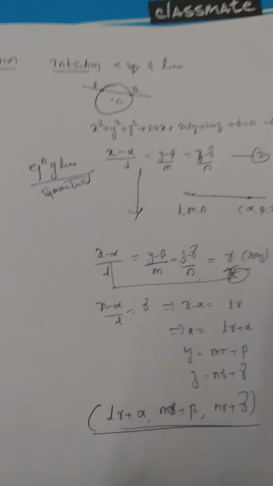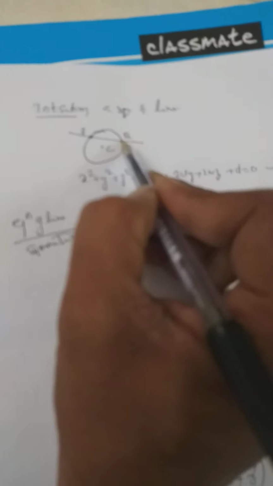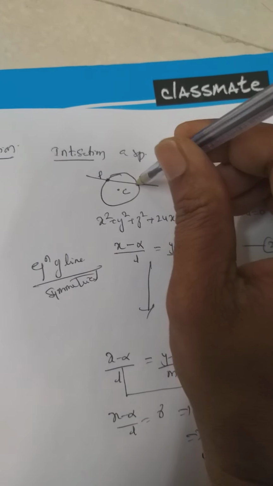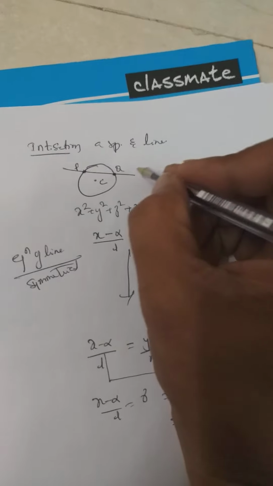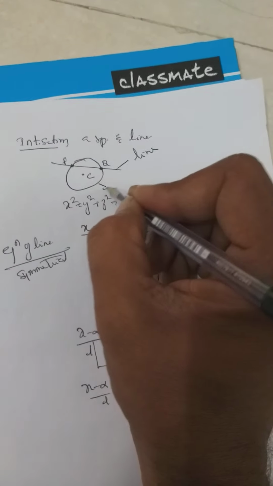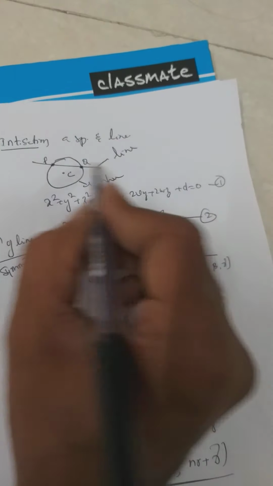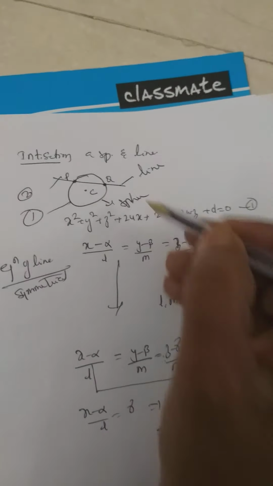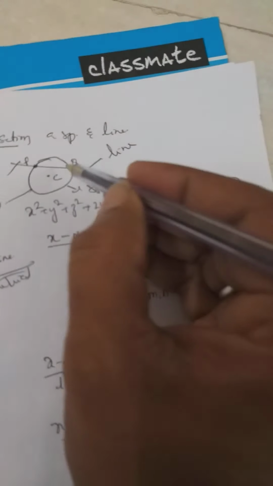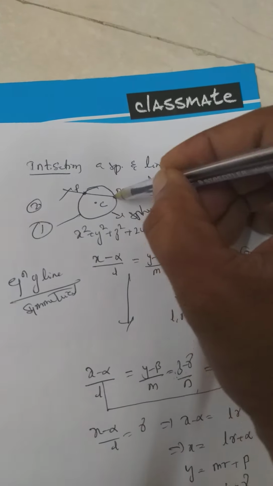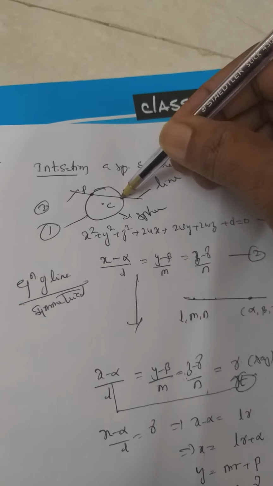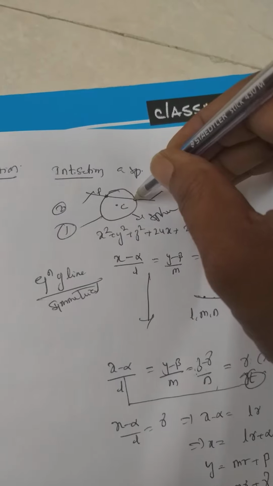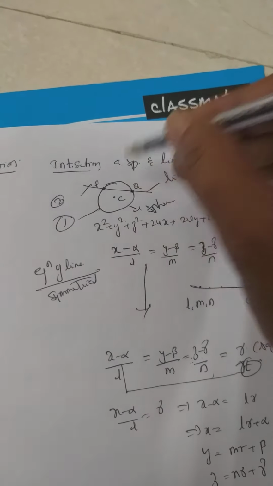Remember that. If this point lies here, now this point becomes the point of intersection of the sphere and the line. This is a line, this is a sphere. This is our given line, equation 2, and this is equation 1. If this point lies here, that point is the point of intersection of the sphere and the line. That means it is a point on the line as well as a point on the sphere.